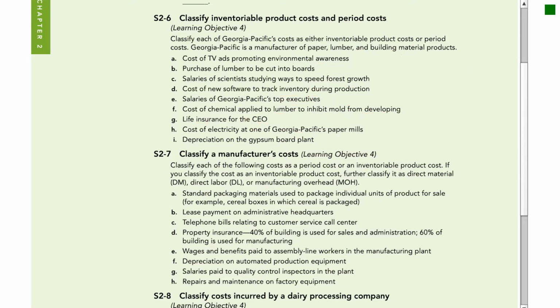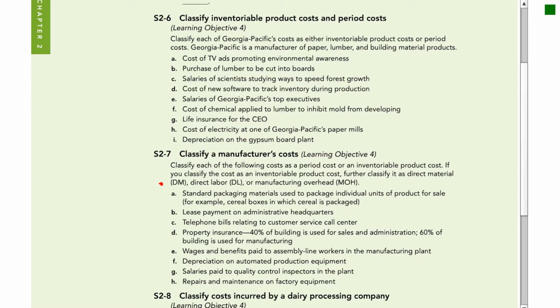So now let's take a look at S2-7. We're going to further break these down. Again, it's either going to be period or product. And if it's product, they want to know, is it going to be direct material, direct labor, or overhead? And if you recall, those are the three categories of your product cost. Again, these are all individual, independent types of items. This is letters A through H.